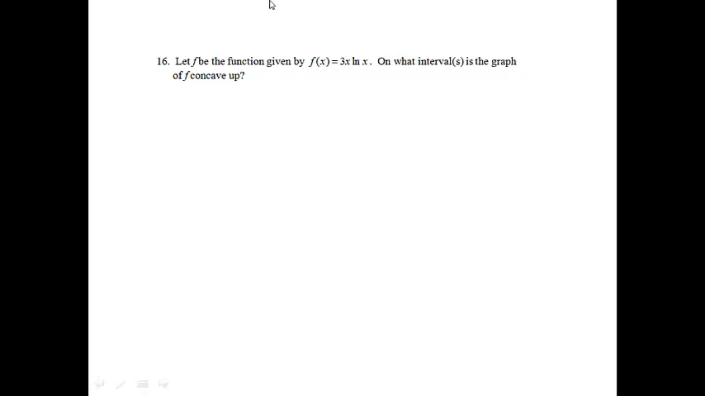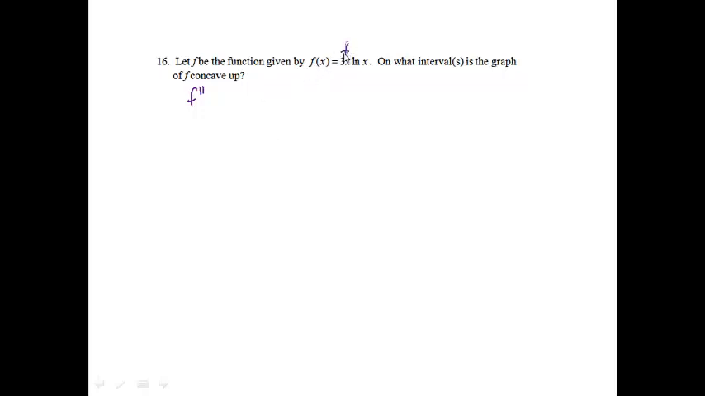Problem 16. Let f be the function given by f of x equals 3x ln x. On what interval or intervals is the graph of f concave up? So if I'm looking at concavity, I need to be able to make myself an f double prime chart. So the first thing that I am going to do is find f double prime.